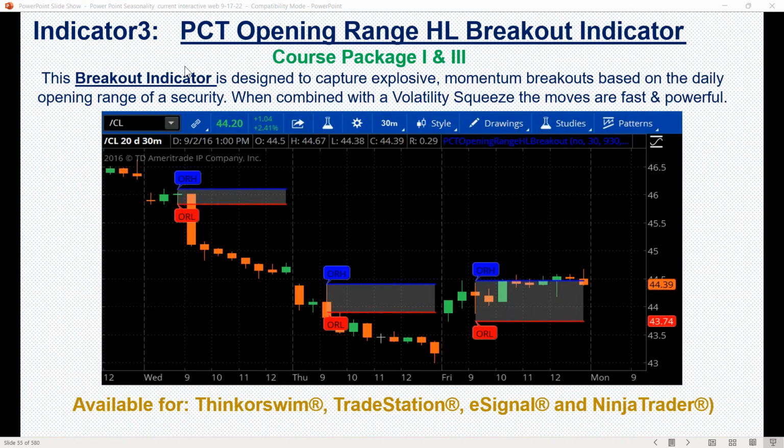And then you're going to get my opening range breakout, high-low breakout indicator. This is a really good one for these types of seasonal trades, or even just a day trade where you're looking at an opening range.